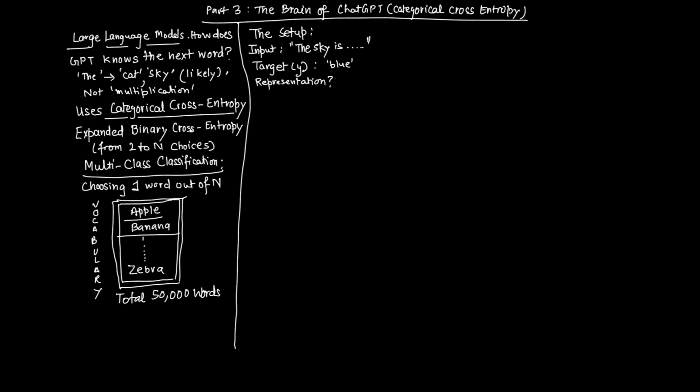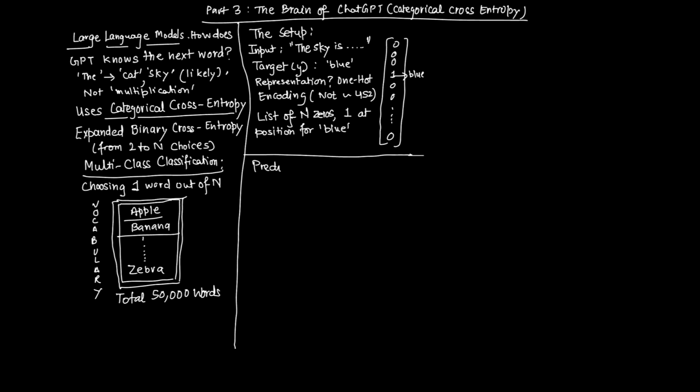We can't use the number 452. That would imply blue is closer to the word 453. We use one hot encoding. It's a list of 50,000 zeros with a single one at the position for blue. The model outputs a raw score, or logits, for every word, and we pass it through the softmax function. Softmax turns scores into probabilities that sum to 1.0.